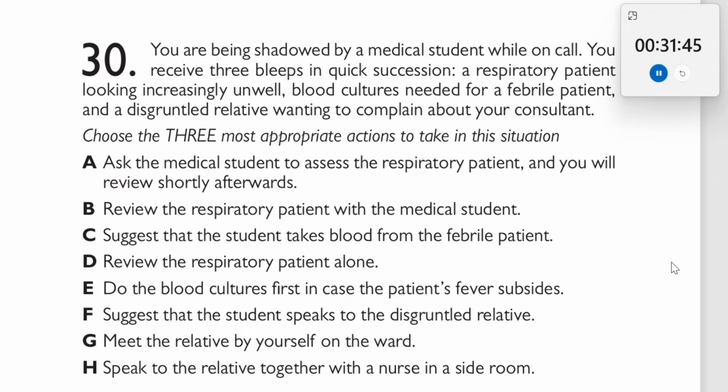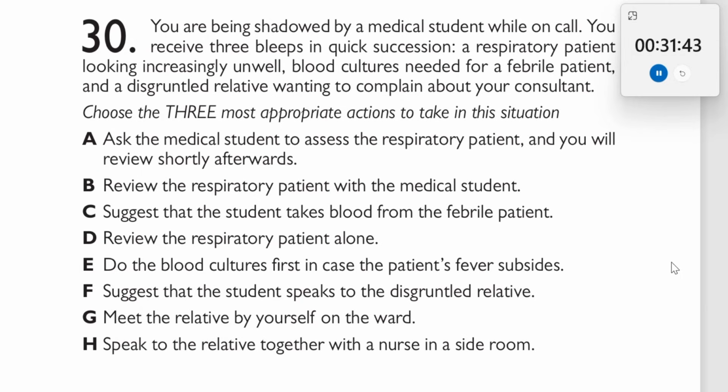Okay, moving to 30. You are being shadowed by a medical student while on call. You receive three bleeps in quick succession: a respiratory patient looking increasingly unwell, blood cultures needed for a febrile patient, and a disgruntled relative wanting to complain about your consultant. So select the best three.